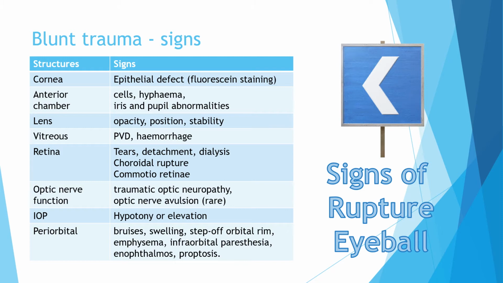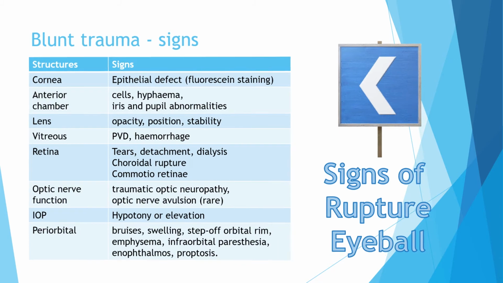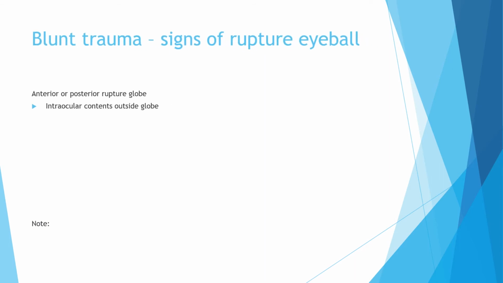Now, for periorbital signs, we've already gone through some of these. The important thing to look for is the signs of ruptured eyeball. These are the signs that point towards ruptured eyeball. Obviously, if the eye looks, if you like, deflated, or if you see intraocular contents sticking out, then those will be quite obvious. Otherwise, you look for the following: extensive subconjunctival hemorrhage, especially if there's 360 degrees of bulbar conjunctival hemorrhage that looks very swelled up.